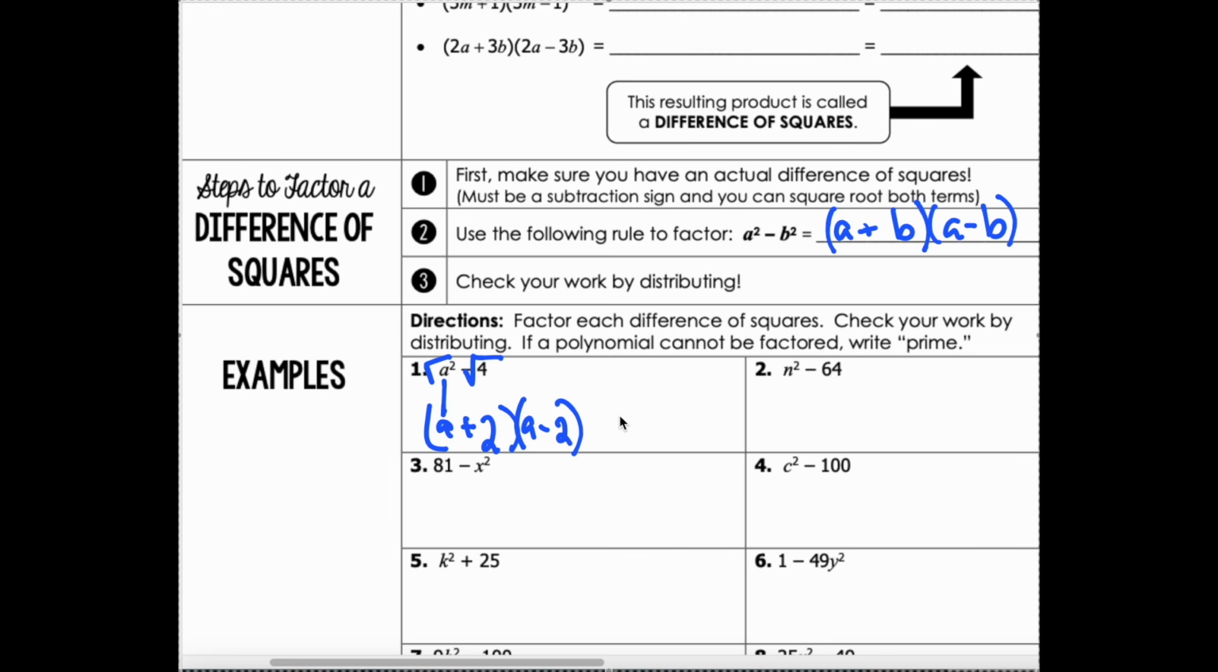Now we can check our work by distributing. So we have a squared plus 2a minus 2a, and then negative 4. We can see that our 2a's both cancel out, so we're left with a squared minus 4. And we can see that does in fact match our original problem.